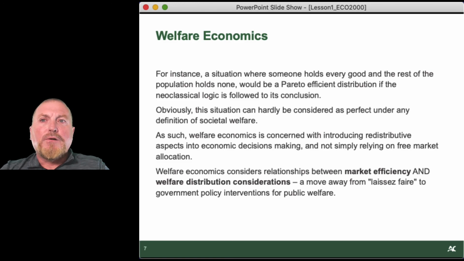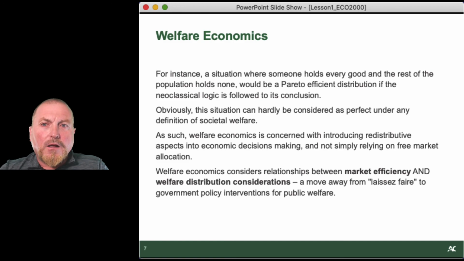All right. For instance, a situation where someone holds every good and the rest of the population holds none would, if you followed the logic through to its finish, be a Pareto efficient distribution of the neoclassical economic logic. It would be highly efficient, wouldn't it? If one guy hiring the best people could control all the resources, that would be very efficient, wouldn't it? But how effective would it be for maintaining a stable society, and how effective would it be for improving human quality of life overall? Okay, not to mention the environment. We haven't gotten there yet.